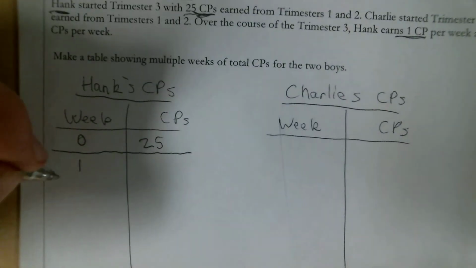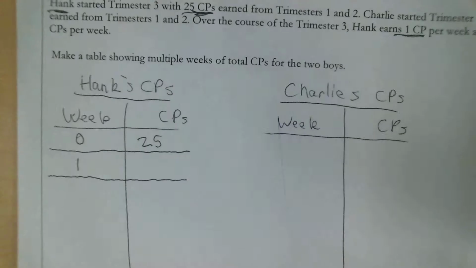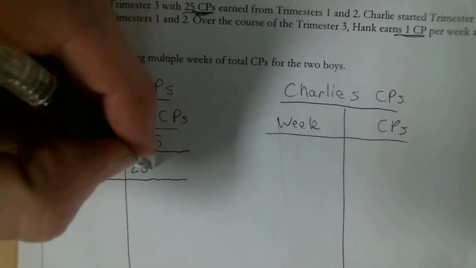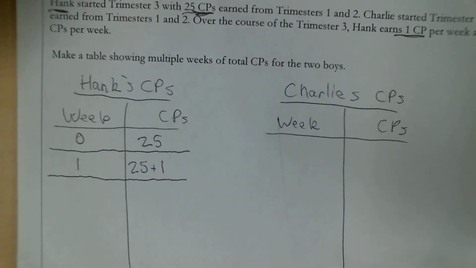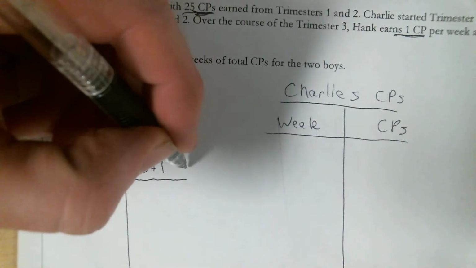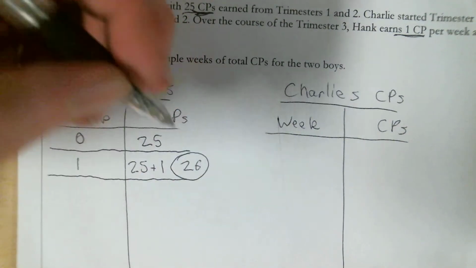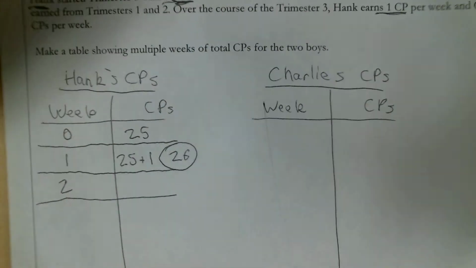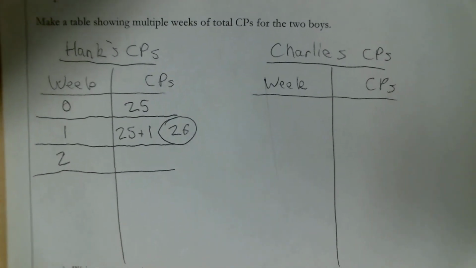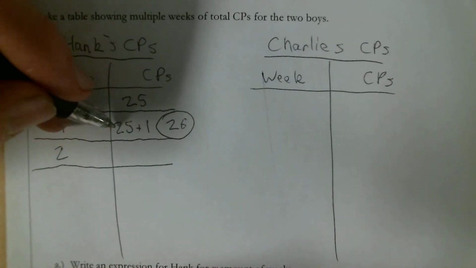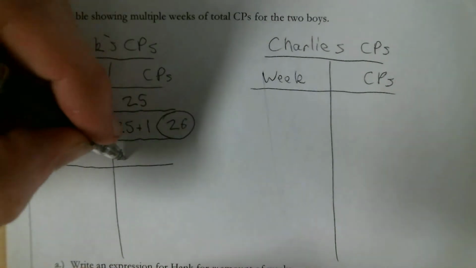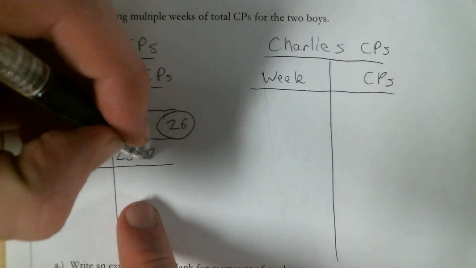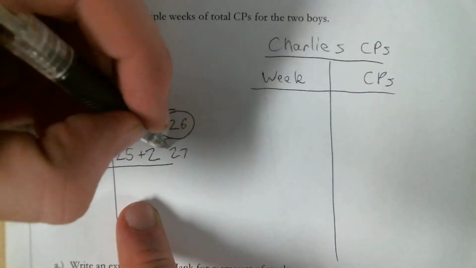So that means in week 1, how many more CPs does Hank have? Well, he has 25 CPs, but now plus another one. So he has a total of 26 CPs. Let's think about week 2. In week 2, how many does he have? 25, right? But this time, we have to add 2 weeks worth, so now he's got 27.